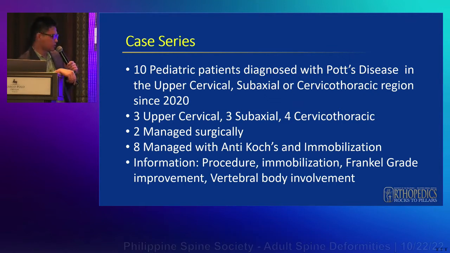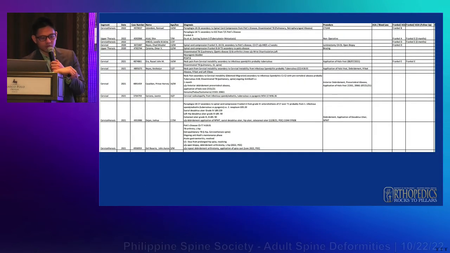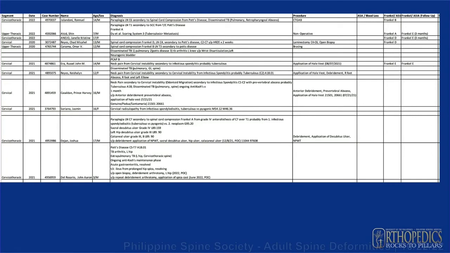Information that we would want to obtain from this series would be the type of procedure, if any was done, the type of immobilization, the Frankel grade improvement, with or without surgery, and the pattern of the vertebral body involvement. Would it be more of a peridiscal, a central, or anterior affectation? And would it correlate and be similar to the classic Pott's disease that we see in the thoracic and lumbar spines? So sorry for the small text, but this is actually the ongoing database for the Pott's disease patients. Thank you. Thank you very much.